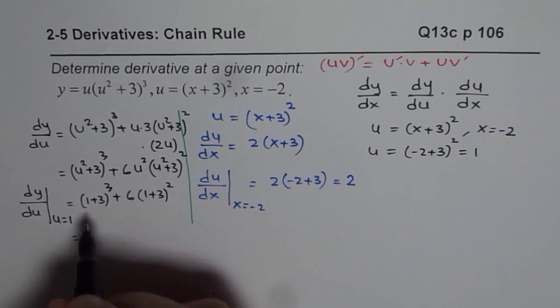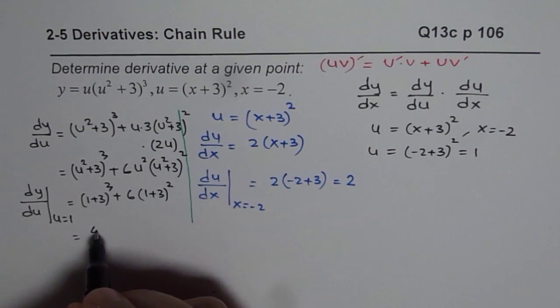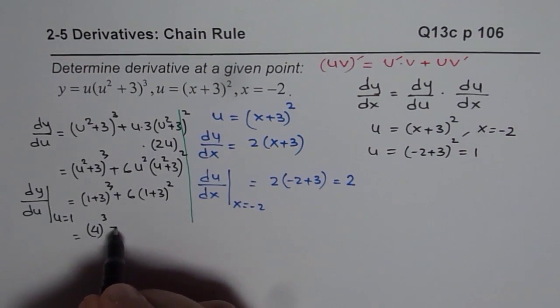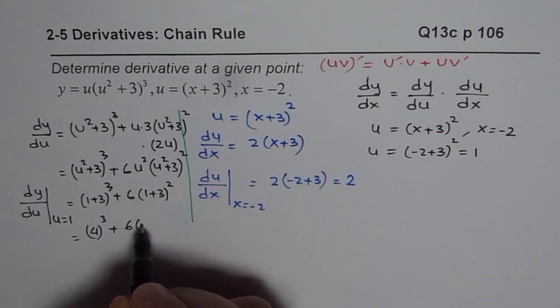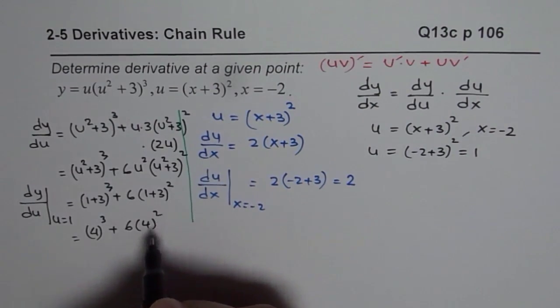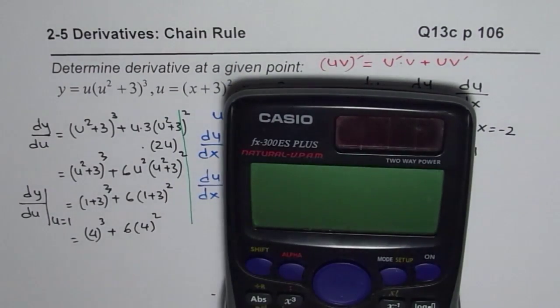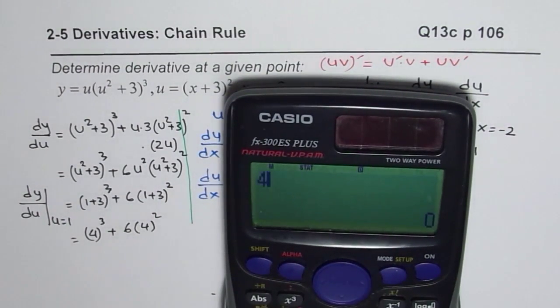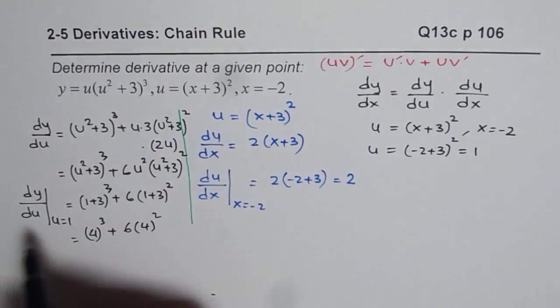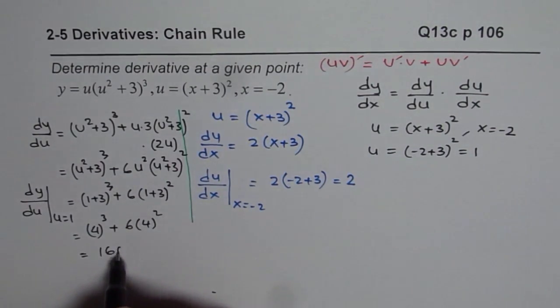Now let's find the derivative of y with respect to u when u is equal to 1. Substituting 1, we get (1 plus 3) whole cube, which is 4 cube, which is 64, plus 6 times 4 square, which is 16. But anyway, you should use a calculator. 4 cube plus 6 times 4 square gives 160. So we get this value as 160.